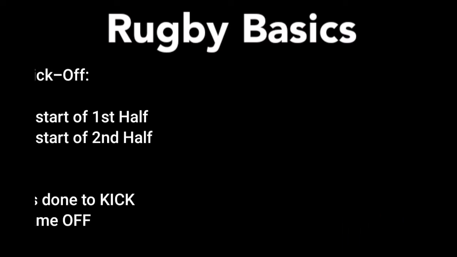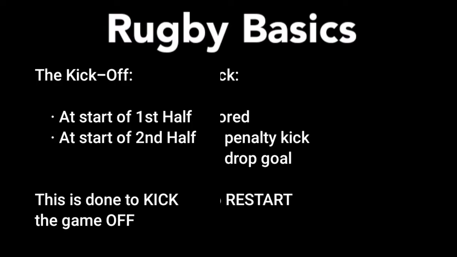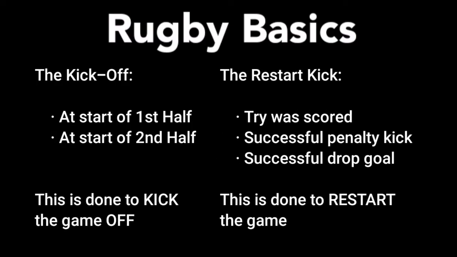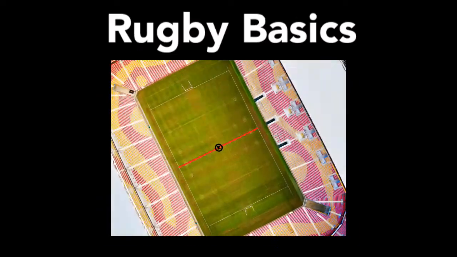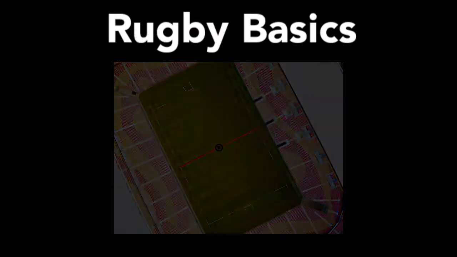But before we get to that, there are two kinds of kicks: the kickoff and the restart. So the kickoff is done every time to start the first half and to start the second half. And then the restarting kick is done every time a try was scored, or a penalty kick was taken, or a drop goal was successful. Then the game will restart with a restarting kick at the center line of the field.